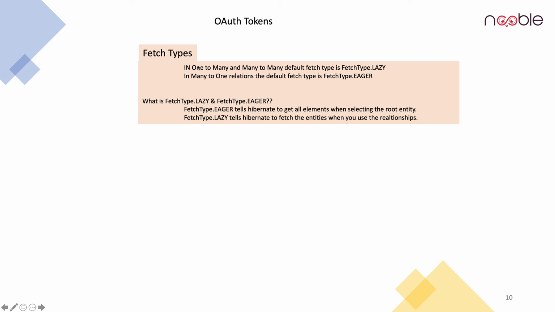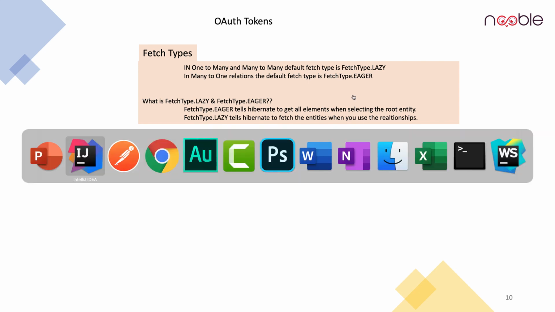But before that, in one-to-many and many-to-many relations, the default fetch type is fetch type lazy, and in many-to-one relations, the default fetch type is fetch type eager. It tells Hibernate to get all the elements when selecting the root entity. That is, when you select the user entity, all the relations associated with the root user entity will come along with it. So let's go and change the fetch type to eager.